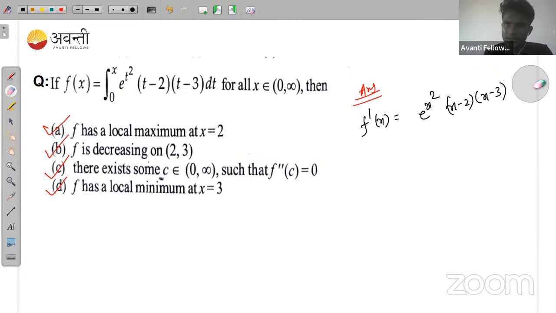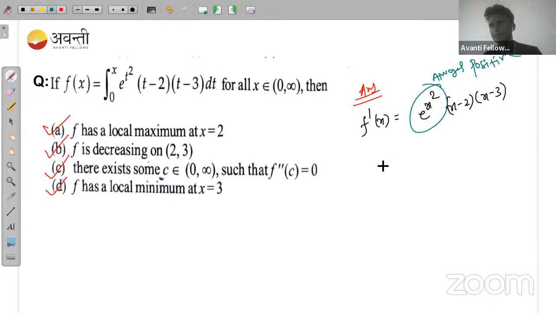Can I write directly this? No need. This is my f dash x. Now you have to check the f dash x sign. Basically, you know this is always positive, right? Now the sign of f dash x will depend on the sign of these two expressions. If these two expressions are positive, then f dash x will be positive, and if these two expressions are negative, then it will be negative.